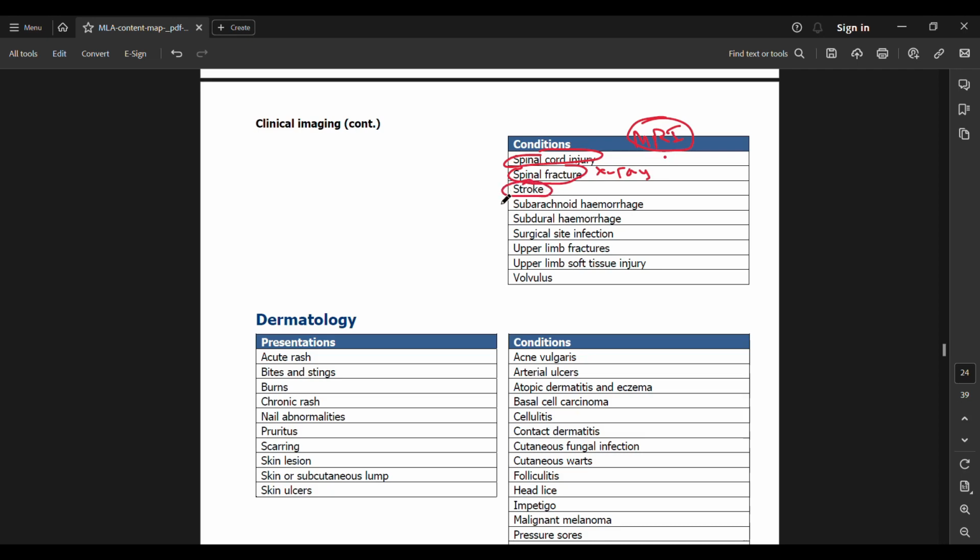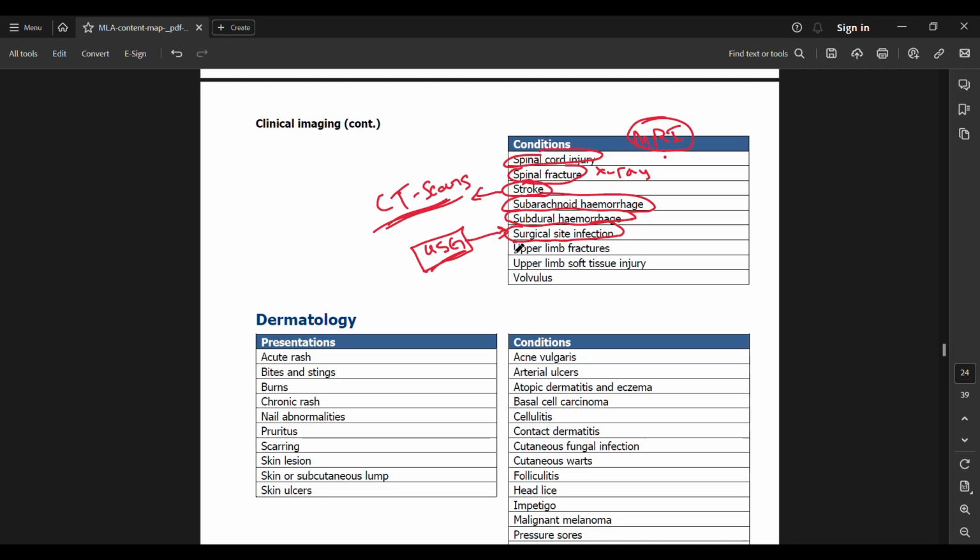Again, look at CT scans. Okay, make sure you look at CT scans and make sure you know how to identify whether a stroke is present or not. Next, you have subarachnoid hemorrhage. We've already talked about intracranial hemorrhages, subdural hemorrhage. Next, you have surgical site infections. So in the case of surgical site infections, just make sure you know that you need to do an ultrasound scan, okay, to see what's going on exactly.